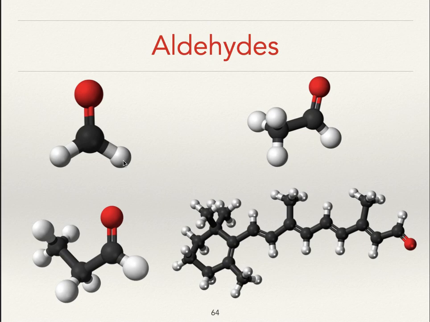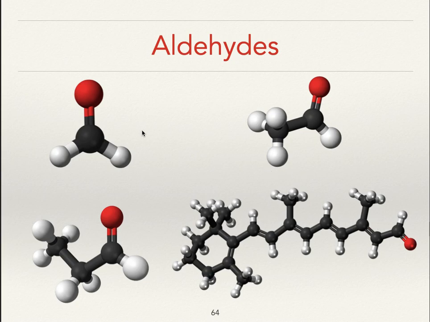Here are a few examples of aldehydes. So again, let's find the functional group, the carbon double bonded to oxygen with the hydrogen on one end. So there's the functional group. The R group in this case is a single hydrogen. In this molecule, the functional group is right here. In this case, the R group is methyl. Here's the functional group of this molecule. In this case, the R group is ethyl. And here is the functional group in this molecule. And the R group is enormous.